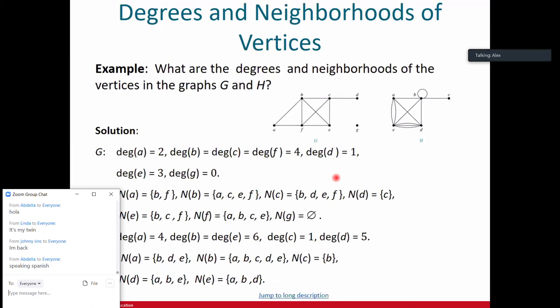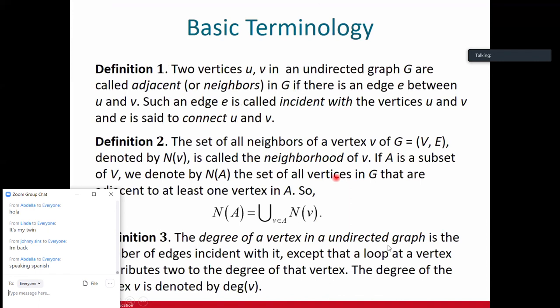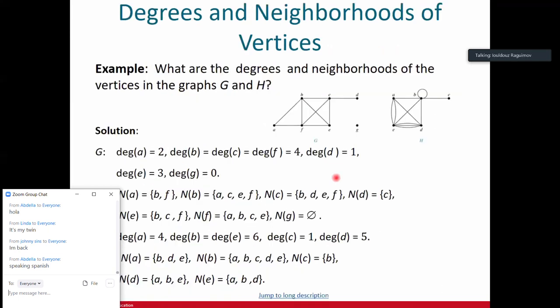Okay, the degree of C is 1. Sorry, can you explain what's the 6th one? Because it's like A, B, C, E, and D, that's 5. What's the 6th one? Okay, it has a loop, right? In the definition, we said that a loop at the vertex contributes to the degree of that vertex. Okay, yes. Thank you. So, the degree of D is 5. It is clear, right? Because in the neighborhood of D are A, B, and E, but E is a neighbor of D by 3 edges, right?